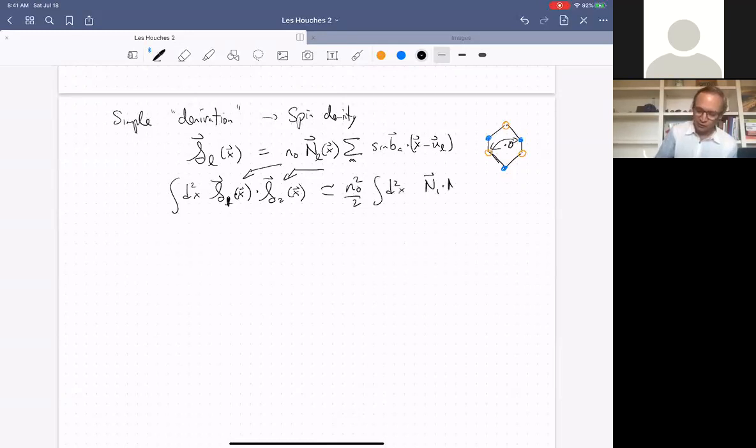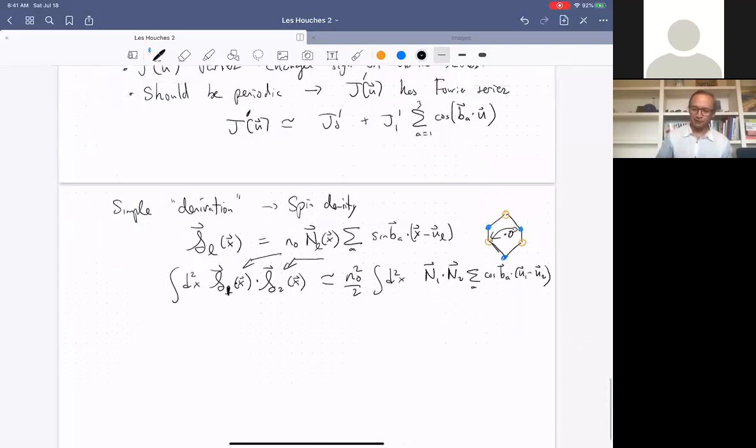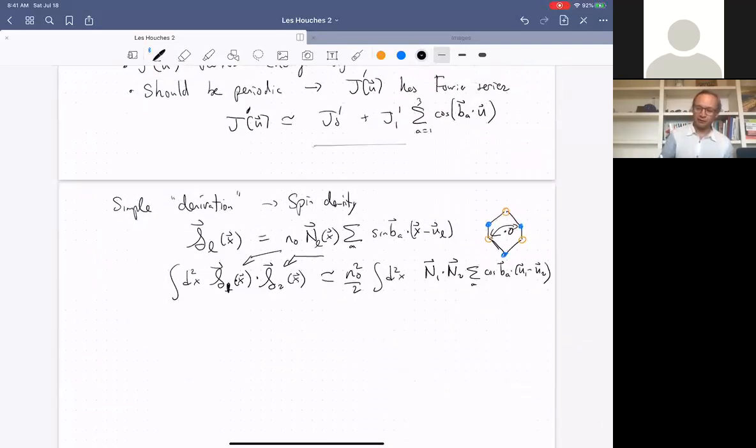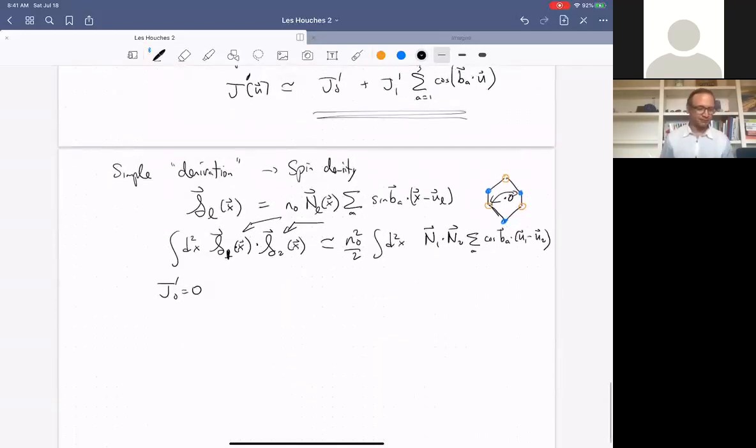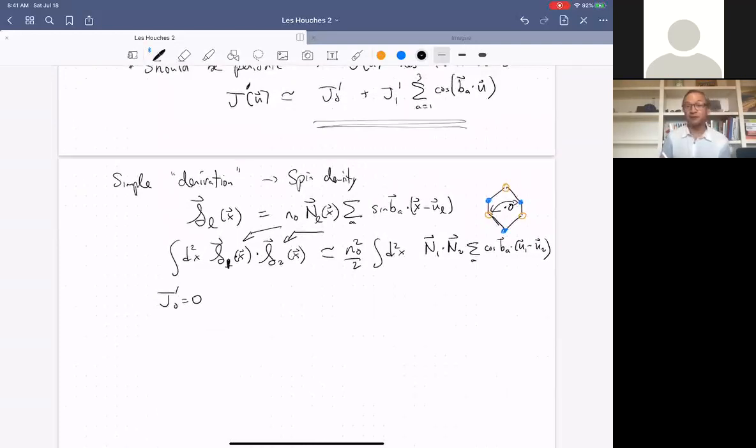It involves n1 dot n2 times the sum over A of cosine BA dot u1 minus u2. So if you compare that to the previous form I just wrote by the Fourier expansion here, you can see this gives the same form, but with J0 prime equal to 0. So we expect that this is a good approximation. Basically, there's 0 average coupling between the layers because they're two antiferromagnets, which have no net magnetization.